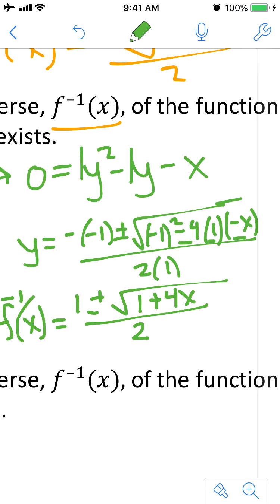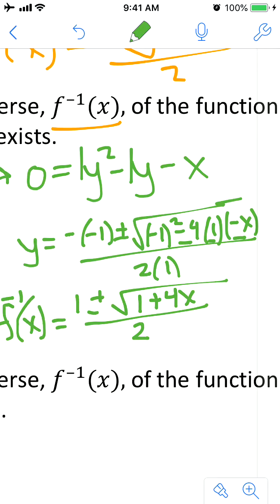You might be thinking to yourself, Miss K, how can you be done with that? That thing is ugly. There's no way that's the final answer. If you can find some way to simplify that, go for it. But honestly, there is not much you can do without making it more ugly. So I would say just leave it there. It's okay.